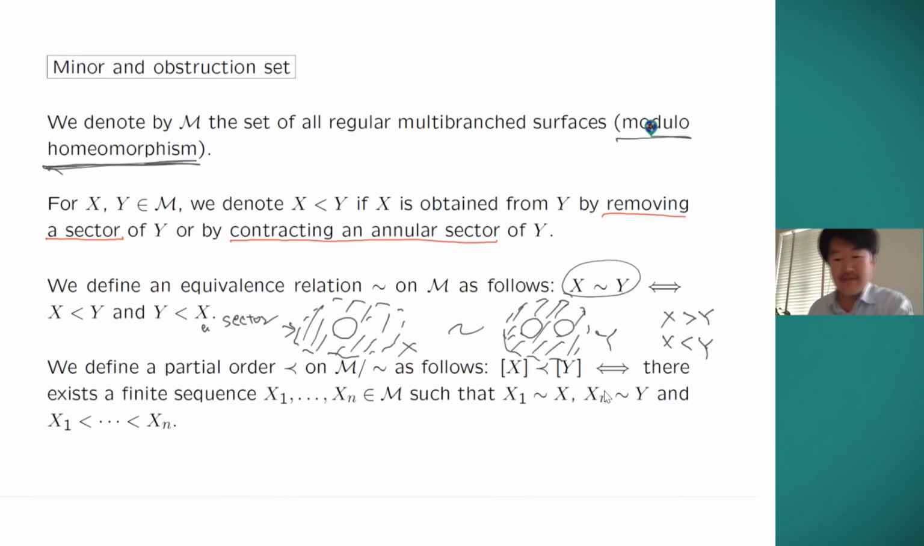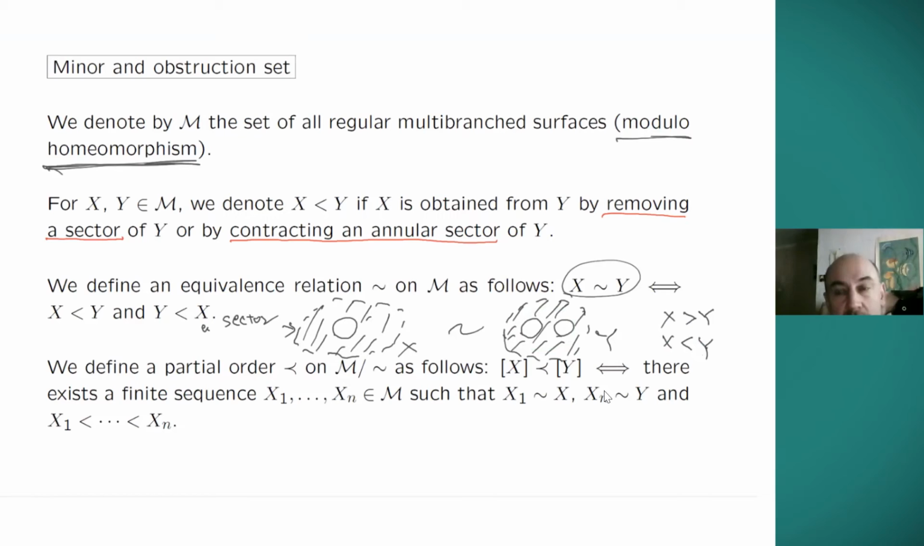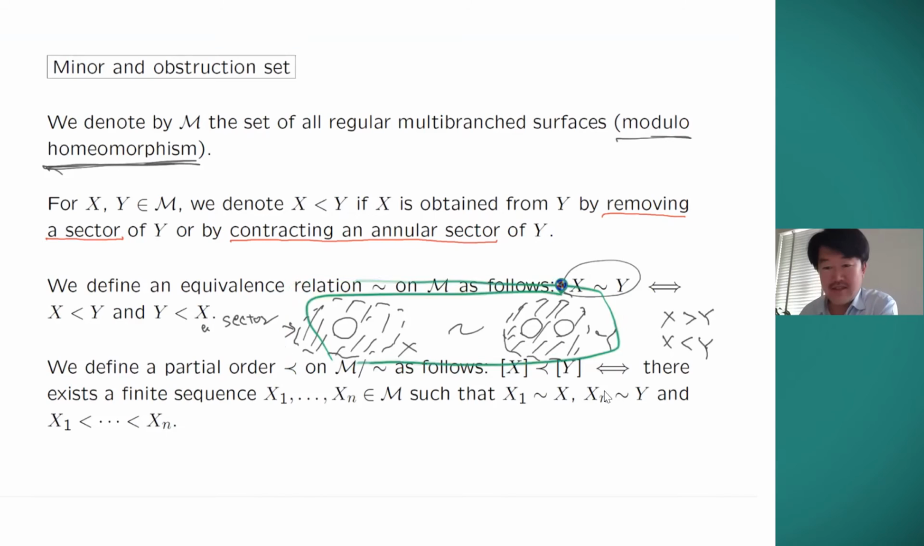So this means that if X is equivalent to Y, then both X embeds into Y and vice versa. Is it correct or not? Yeah, correct, I think. Thank you. Yes. Only this configuration occurs. In this case, only this case occurs. Thank you. I see.